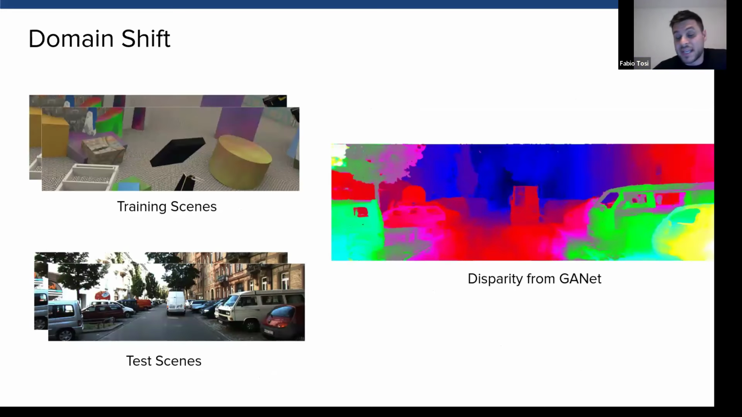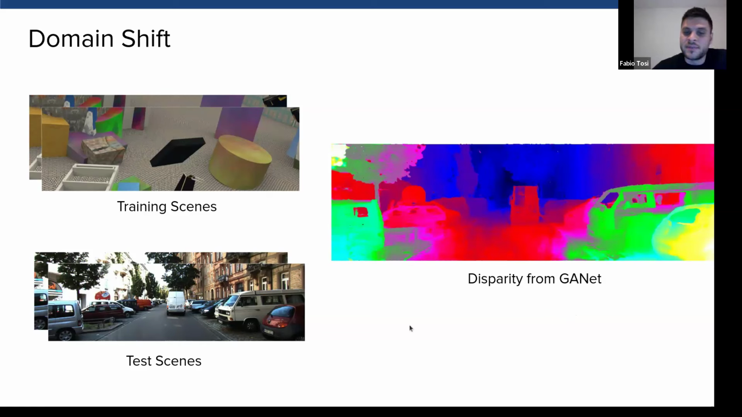And this is a qualitative example of the domain shift issue. In this case, we consider one of the most popular stereo architectures in the literature, GANet, proposed at CVPR 2019. This network, but also other networks, are typically trained on training scenes of synthetic datasets, as in this case, we can see images from the SceneFlow dataset, and then tested on real-world environments, such as the KITTI dataset in this case in the picture.